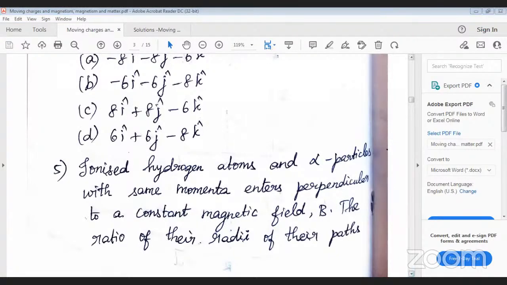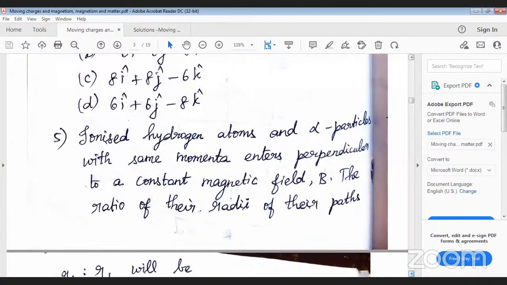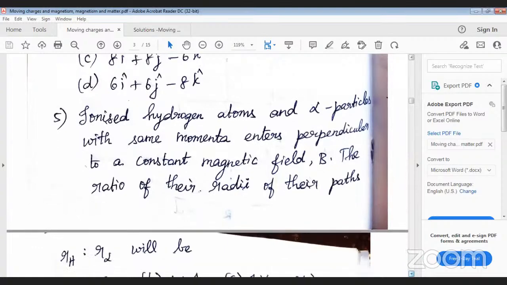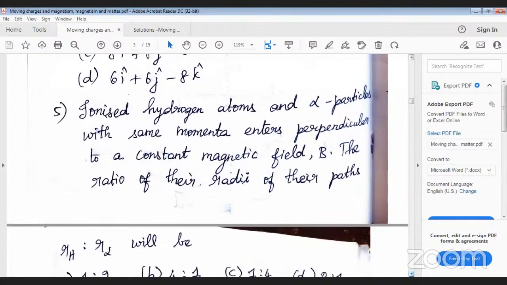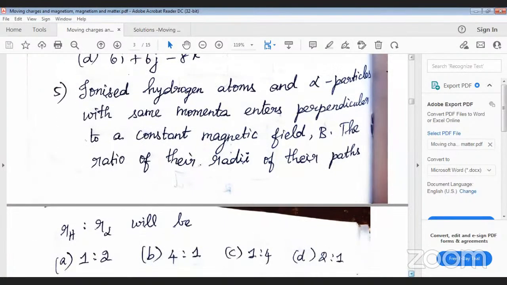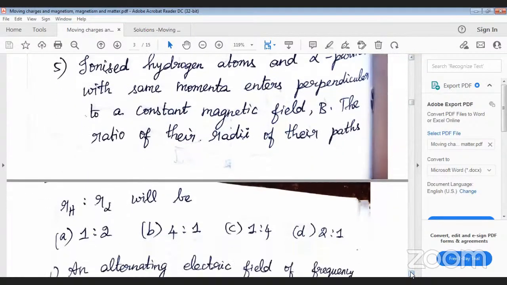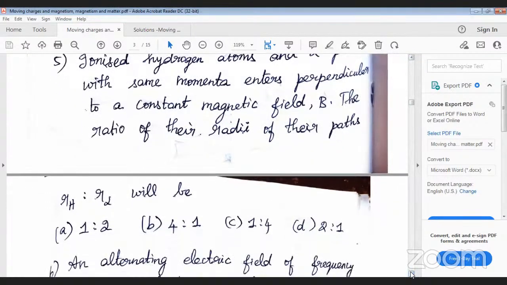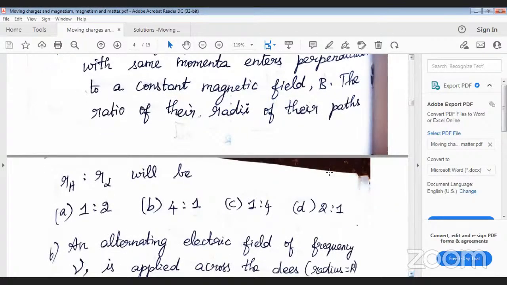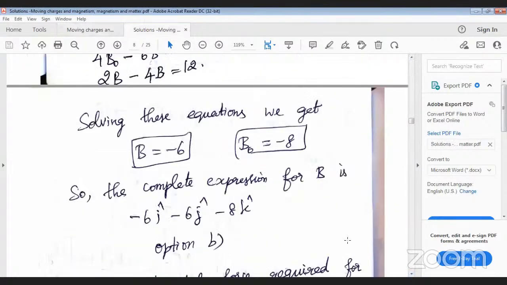So this is the next question. Ionized hydrogen atoms and alpha particles with same momenta enter perpendicular to a constant magnetic field. The ratio of the radii of their paths, R_H to R_alpha, will be. So they have given the options. We need to find out the solution.